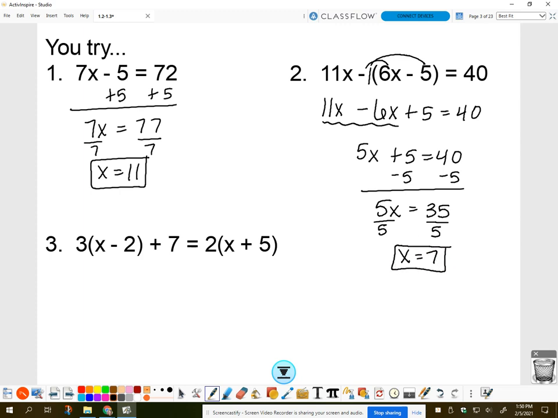Alright, number 3. Again, you have parentheses that you need to get rid of, so distribute the 3. Keep up with the 7. Distribute the 2. We have some like terms we can combine on the left side.